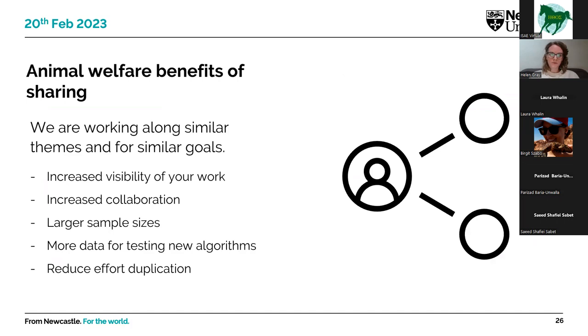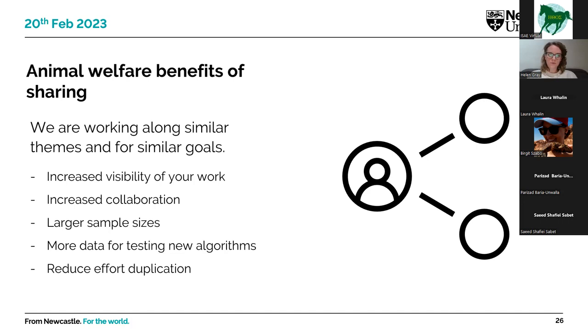And the animal welfare benefits of sharing are that we're all working along similar themes for similar goals. If we share what we're doing, we have increased visibility of our work and increased collaboration for better science. We can also pool data for larger sample sizes. We have more data for testing new algorithms. Everyone is trying to track animals or use classification techniques for detecting behavior in images. And if we share our data, we can reduce effort duplication on these fronts.